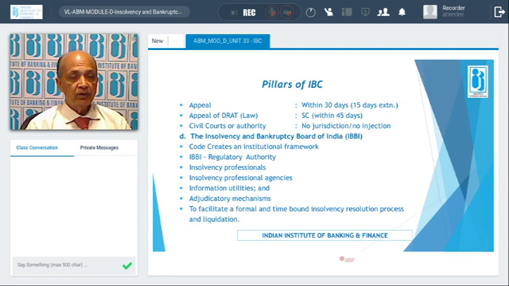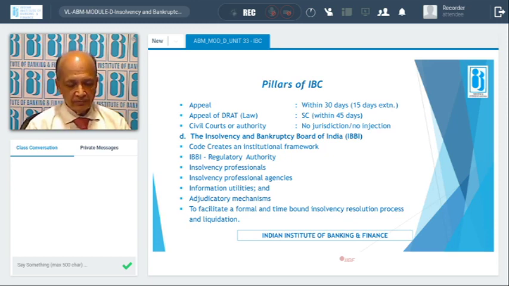Against any order passed by the NCLAT, the aggrieved party has one more resort: they can go to the Supreme Court, provided the matter is one of law. No other issues can be entertained by the Supreme Court. If it is a question of law, the appeal can be made to the Supreme Court within 45 days of the order passed by NCLAT. That is about corporates and LLPs.